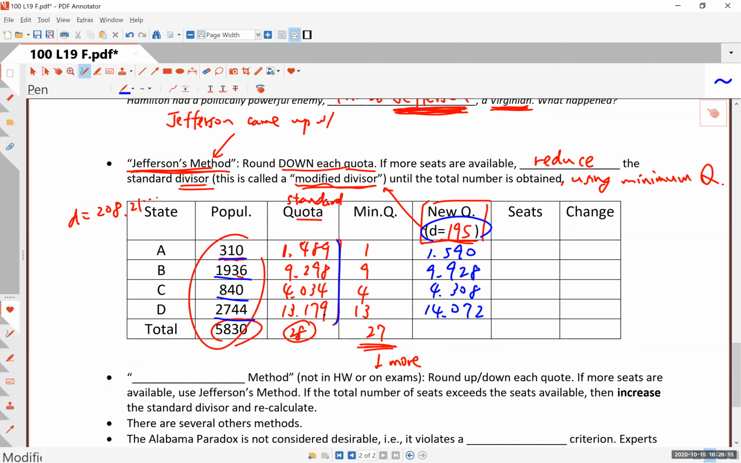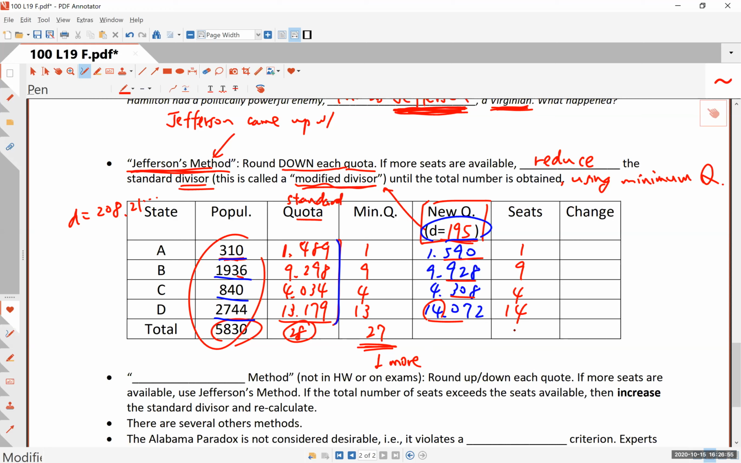Because we are dividing by a smaller number, 195, the quotient, the answer of the division problem, would be slightly bigger, okay? How much bigger did it get? Well, 1.4 became 1.5. But still, if you get rid of the portion after the decimal point, it'll still be 1. This is 9. This is 4. But oh, look at what happened to D. 13 point something became 14 point something, right? So you take this number.